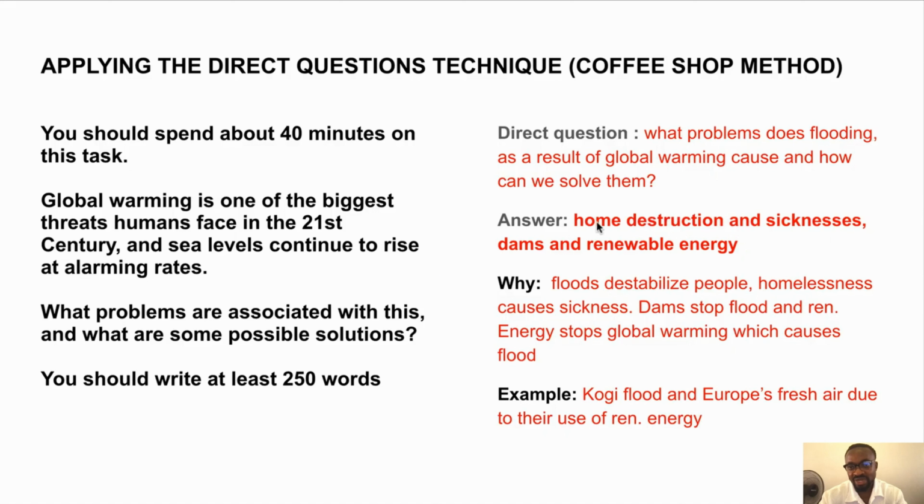Like instead of writing home destruction, you could just write HO, then give space and write DST dot. Then instead of this full and you just write the short form of and then instead of sicknesses, you just write SICK. So it's for you to understand. You're not going to leave it like this. This is just your idea generation stage.